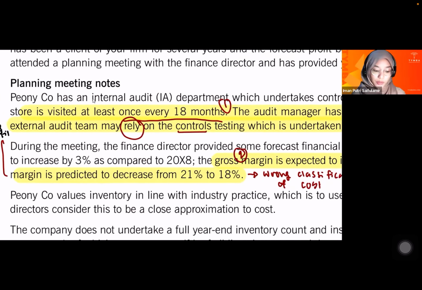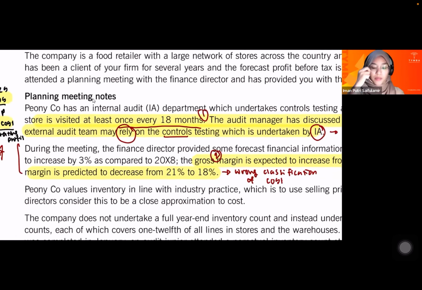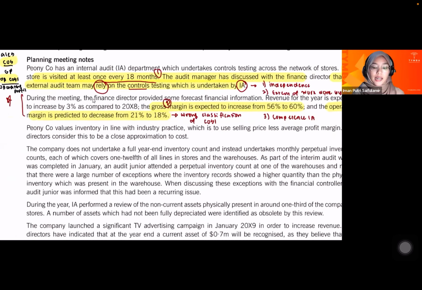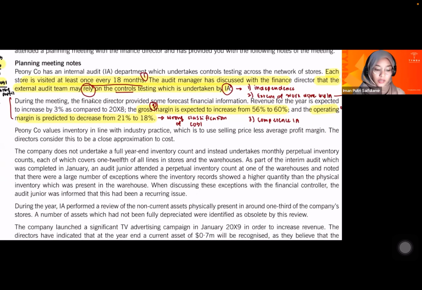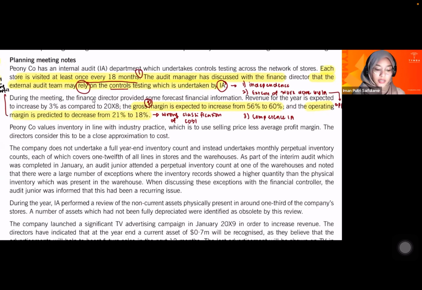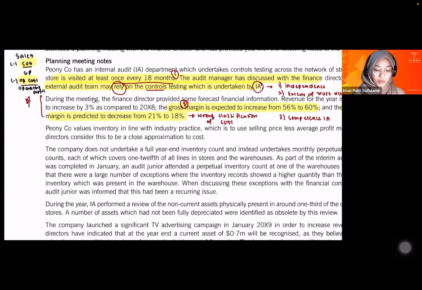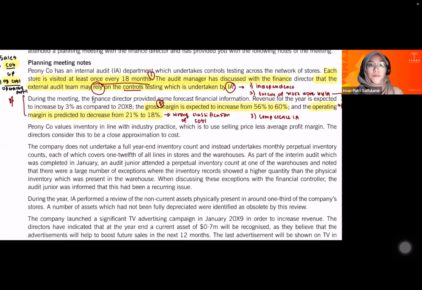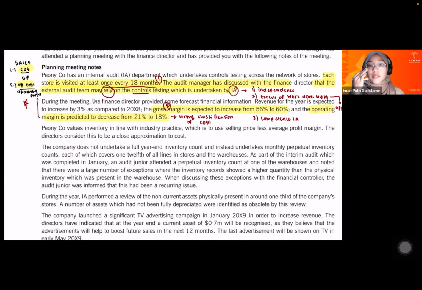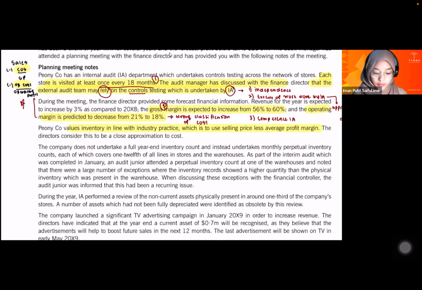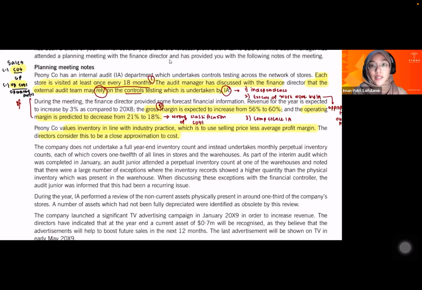Third is basically Ponyco values inventory in line with industry practice, which is to use selling price less average profit margin. Directors consider this to be a close approximation to cost. Okay, what does IAS 2 say? What is the requirement as per IAS 2, guys? Recap. What does IAS 2 say? Okay, basically, like you guys said, Azimuddin said lower of cost or NRV. Yeah, you guys are correct.